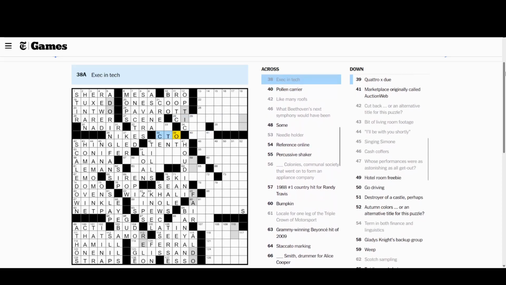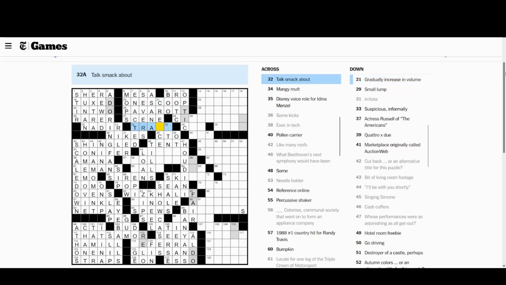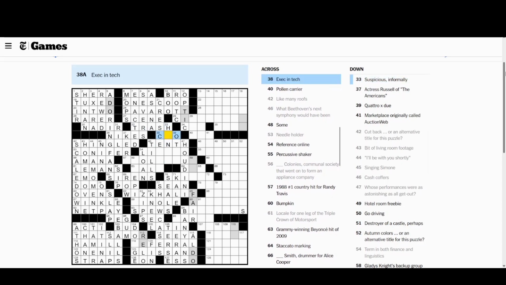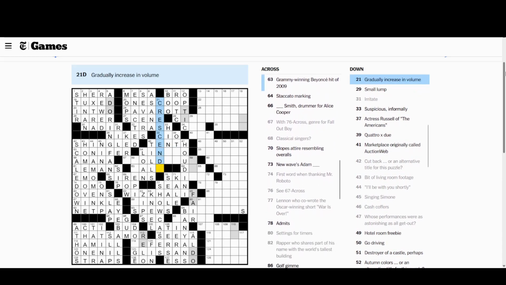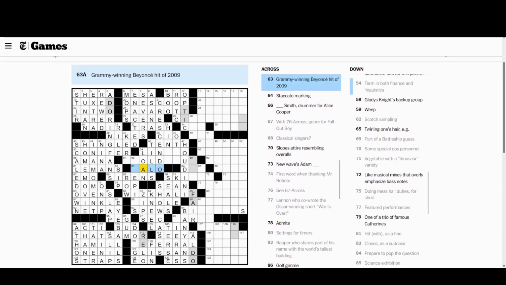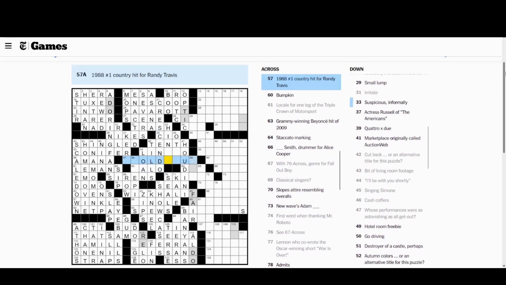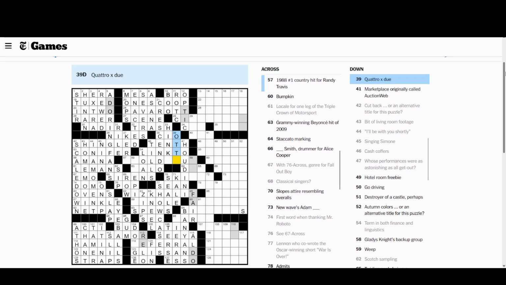Small lump, don't know. One thing that's troubling me is the fact that talk smack about is going to be trash. Oh, a CIO, like Chief Information Officer. I was thinking CTO, like Chief Technology Officer. Suspicious? H-I-N? You know, let's do this first. Crescendo. What? Something. But this is going to be link 2, and this is at least going to start with OTT.